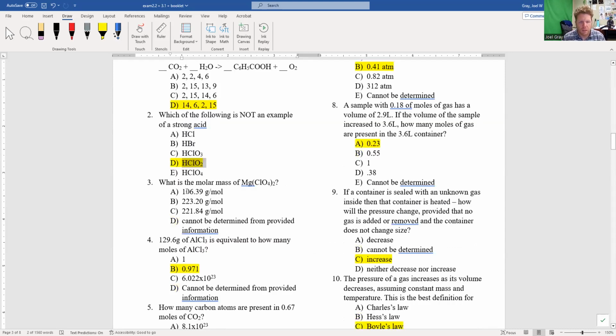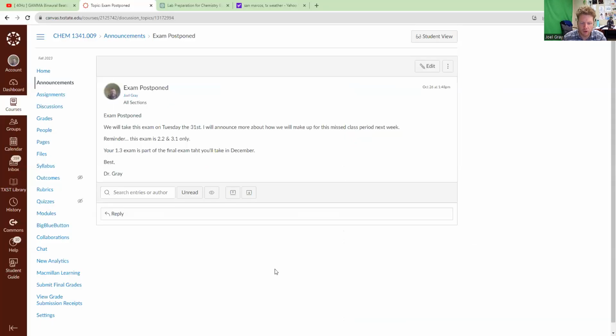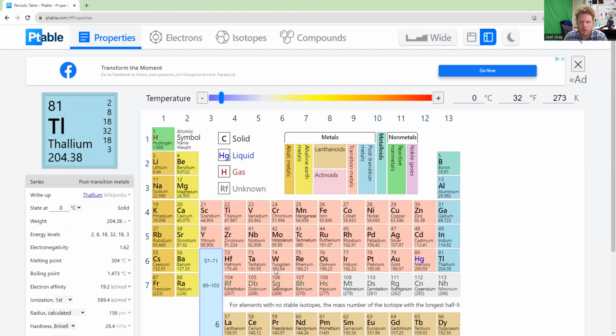Question number 3. What is the molar mass of Mg(ClO4)2? Now, to answer this question, you need the periodic table. And so I'm going to open a web browser and I'm going to look at the periodic table because you guys have a periodic table on your exam. And I'm just going to add this all up and keep track of everything that we're doing.